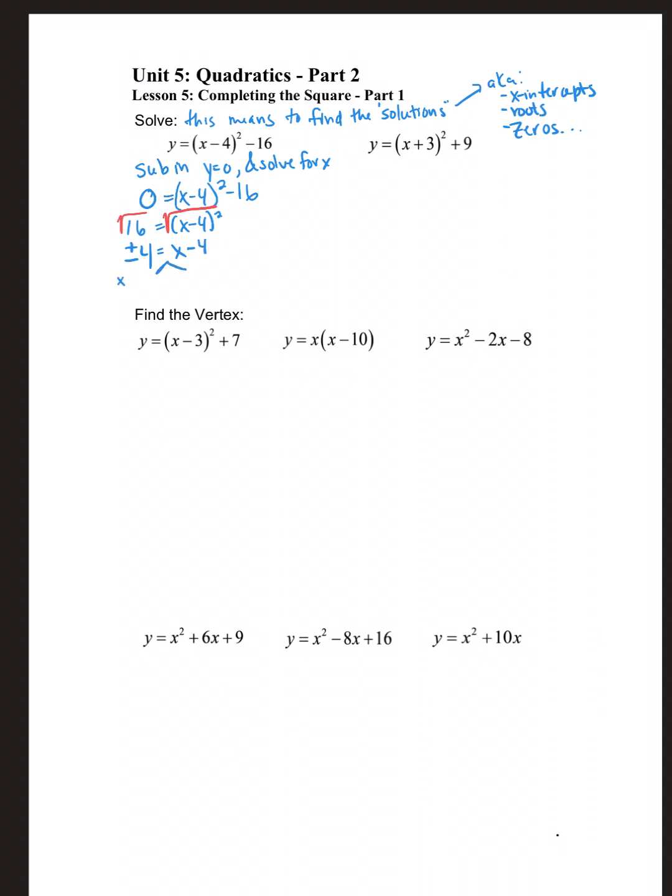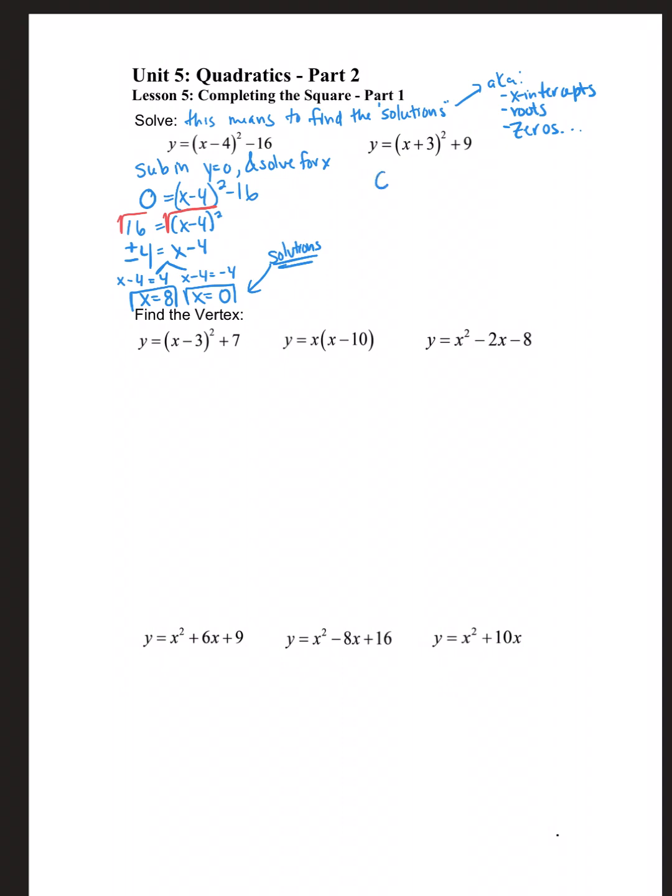And then we've now created those two equations. So x minus 4 equals positive 4, and x minus 4 equals negative 4. So we could say x equals 8, or x equals 0 when we add 4 to both sides. Those would be our solutions. Okay, well, let's take a look at another one.